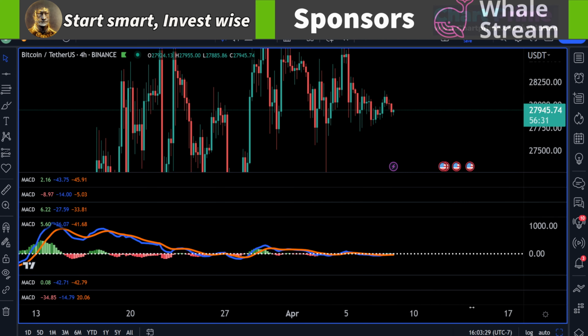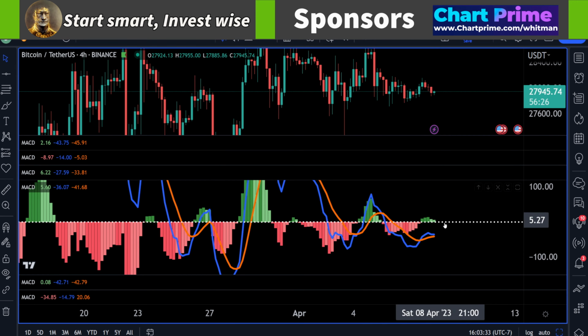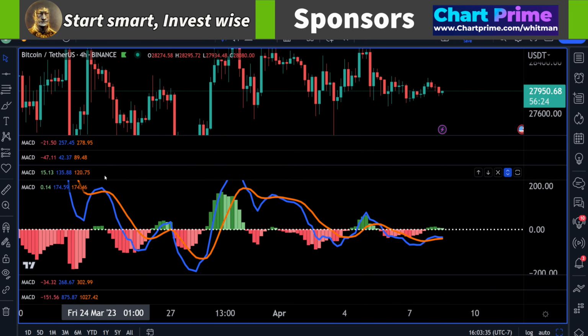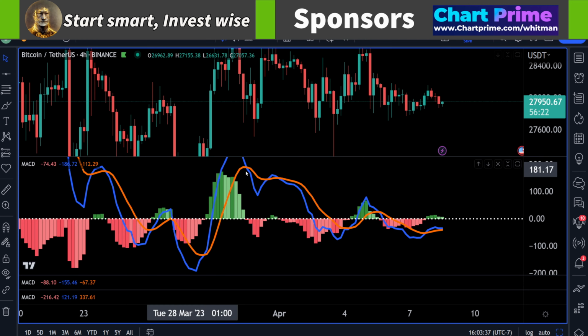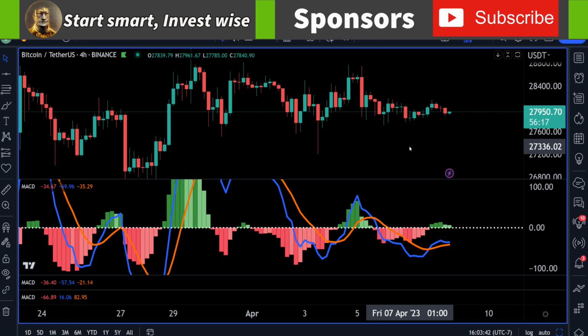So let me just go over here, get rid of all the other drawings. And you can see right here, some crossovers. And again, I'm sorry, guys. Actually, let me just get rid of these ones as I don't need them anymore. There you go. It makes life a little bit easier. You guys are looking for some crossovers and divergences to see what's happening.